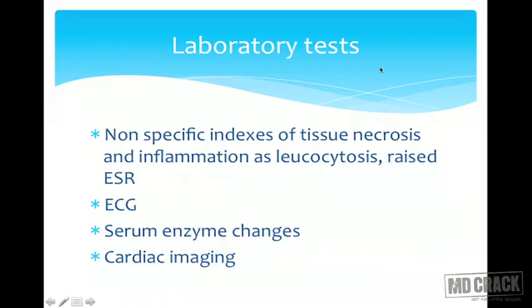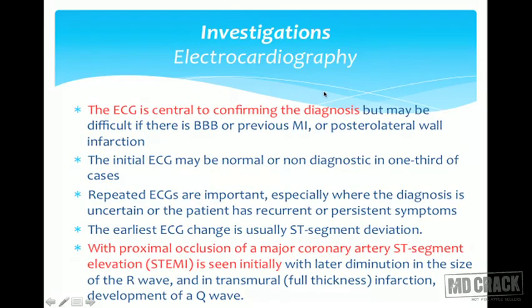What are the various lab tests which we'll be doing in these cases? There are certain non-specific indexes of tissue necrosis and inflammation such as leukocytosis, raised ESR. You have to take an ECG, you have to see the serum enzyme changes, and ultimately cardiac imaging. Now let's talk a few words about the investigations. Mainly we'll be talking about electrocardiography, or an ECG.